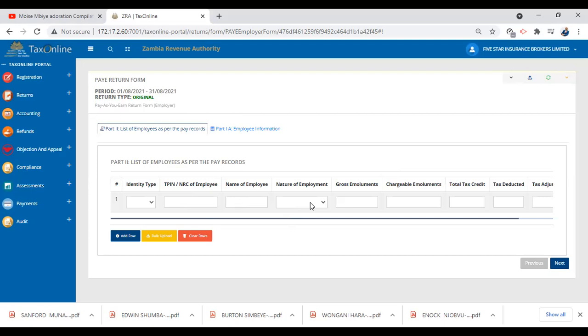schedule for Pay As You Earn. So basically, it's a very simple schedule. It has all the information needed for you to submit just here. So I'll begin with the first column, which is identity type.